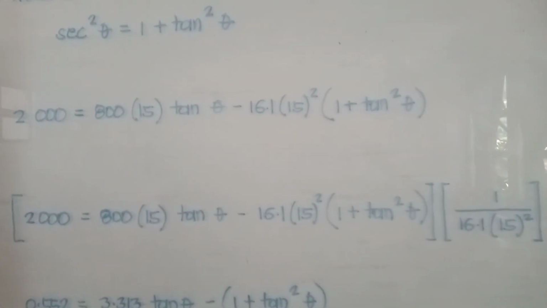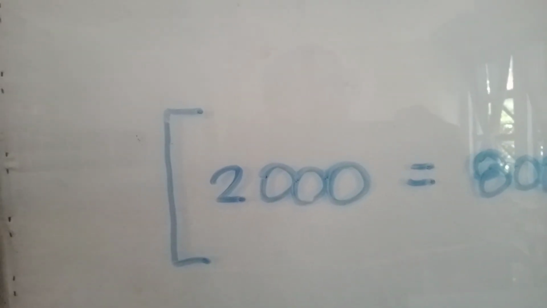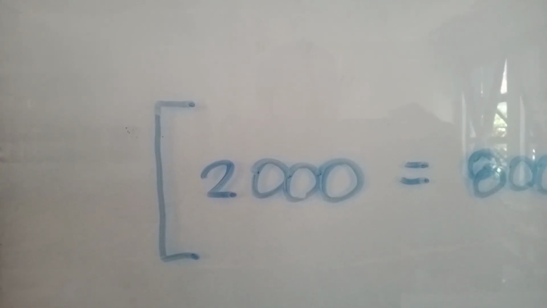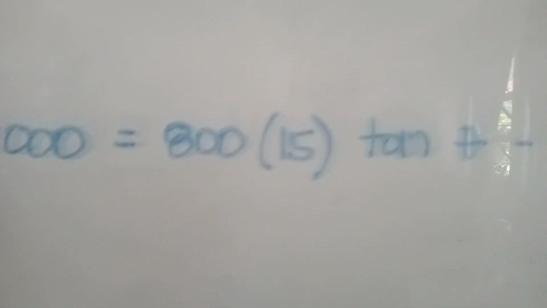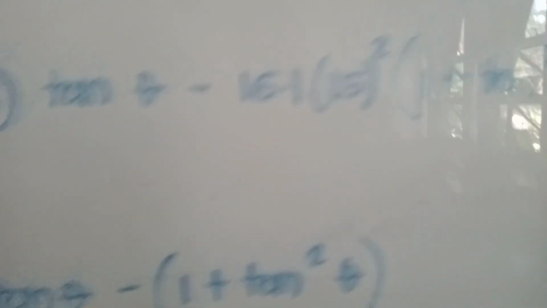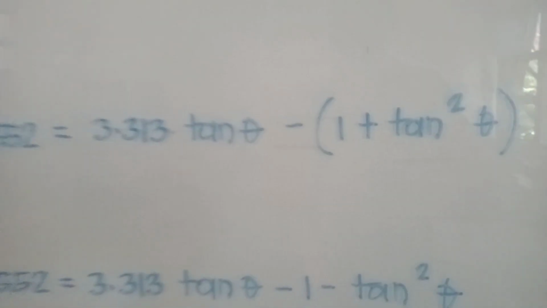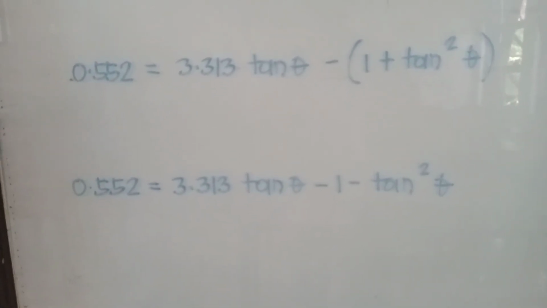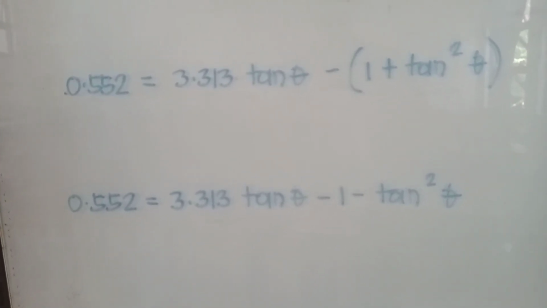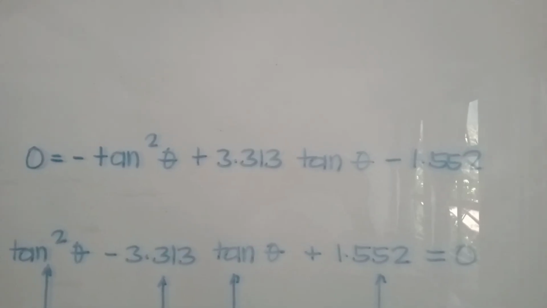All right, that's it. Then the result, that is 2000 divided by our denominator, which is 16.1 times the square of 15, is 0.552. Kindly check. While 800 times 15 divided by the same denominator is 3.313. And of course, this one divided by itself is now equal to 1. Removing the grouping symbol, that's going to be the result, which is actually a quadratic equation. Simplifying further, so that's it.